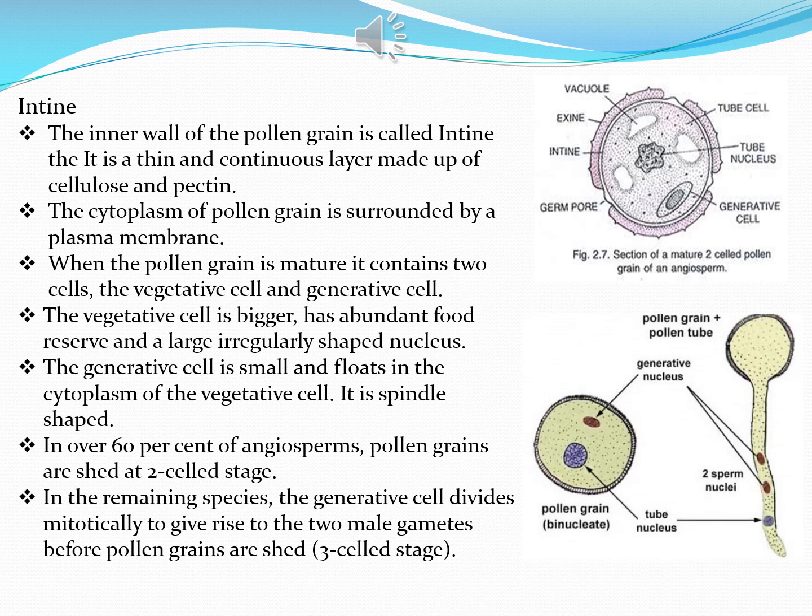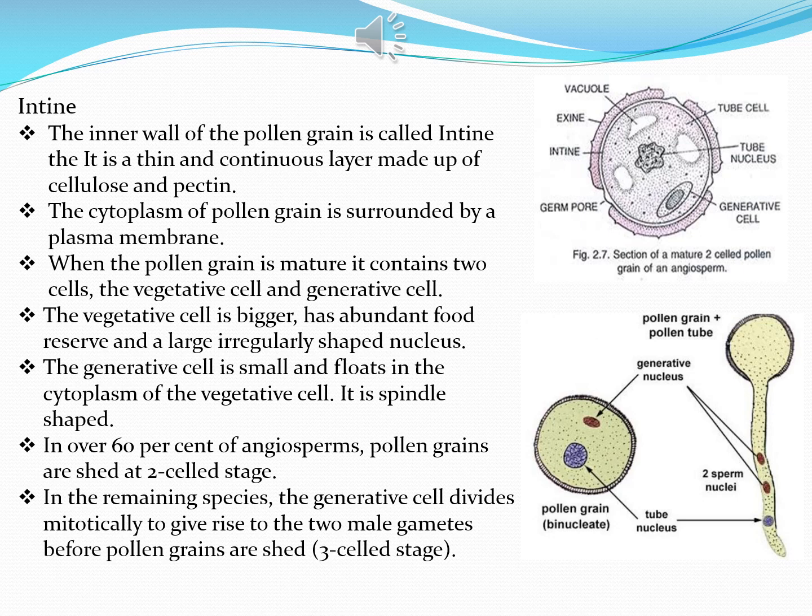So the next part is the intine. We know that the intine is the innermost layer of the pollen grain. It is a continuous and thin layer, and it is made up of cellulose and pectin. So we know that the pollen grain is covered by two layers. One is the exine, the outermost, and the intine is the innermost, right?